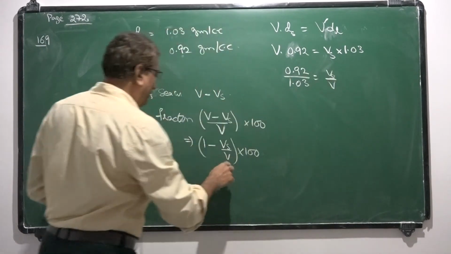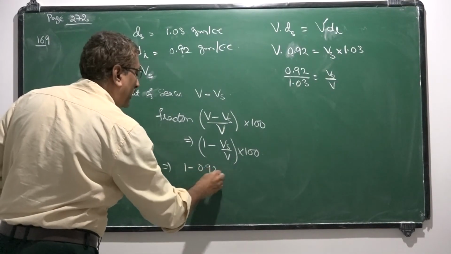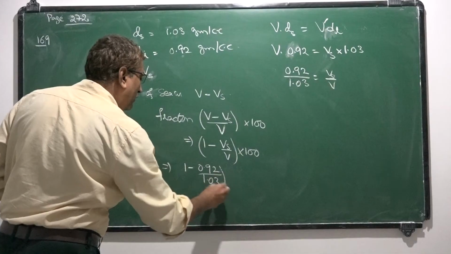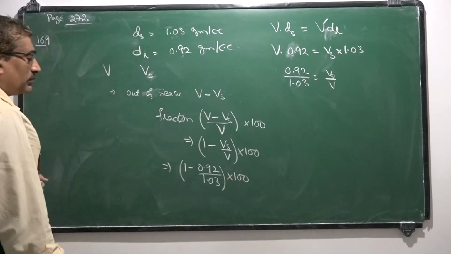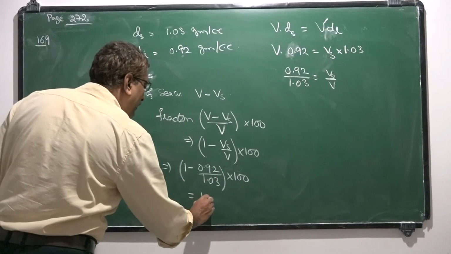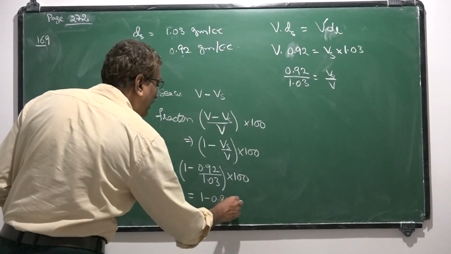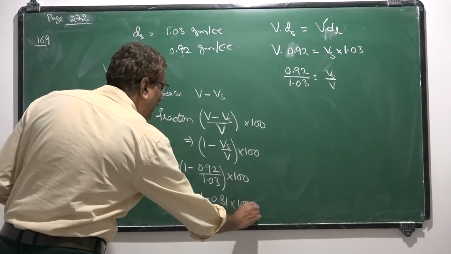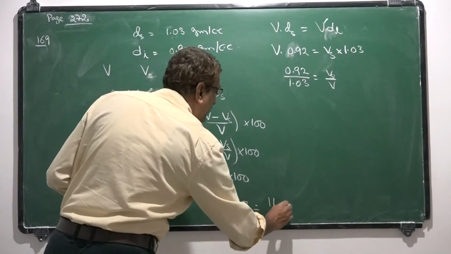From this condition, 0.92 by 1.03 is equal to Vs by V. So substitute here. Implies 1 minus 0.92 by 1.03, into 100. Now calculating this, we will get 1 minus 0.89, into 100. So this is approximately 11%.